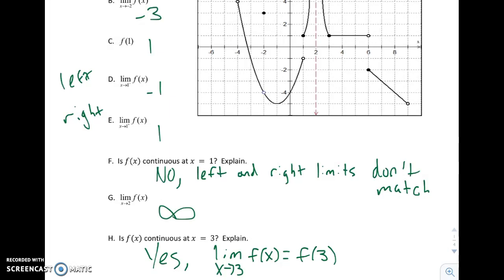For question F, this is not continuous because there is a gap here. There's a gap right there, which means the left and the right limits don't match, so there cannot be continuity there. It's not continuous. It is continuous at x equals 3 right there because the limit is the same as the actual value there. So I'll move on to question number 3.